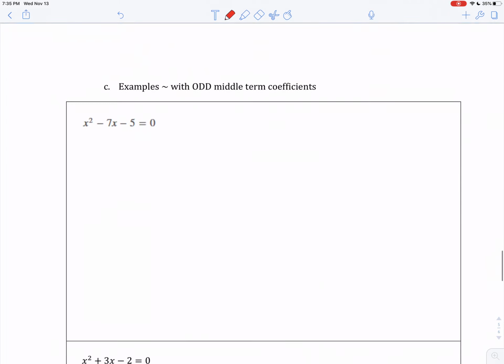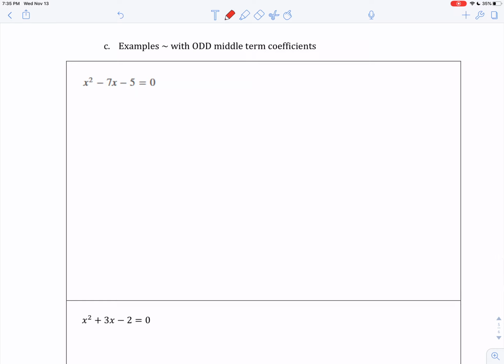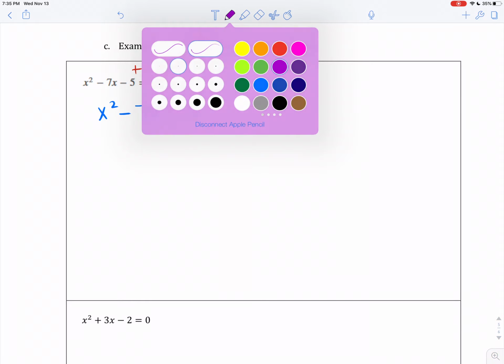All right, so we talked about the fact that sometimes when you go to take half of the b term, it doesn't give you a nice whole number. It leaves you with a fraction. So let's look at one where that happens, which is going to be anytime you have an odd middle term. Now remember, first thing I need to do is get the variables isolated on one side. So I want this to be on the other side. I'm going to add 5 to both sides, so that I end up with an equation where the variables are on one side and the constant term is on the other side. All right, now at that point, I'm ready to complete the square.